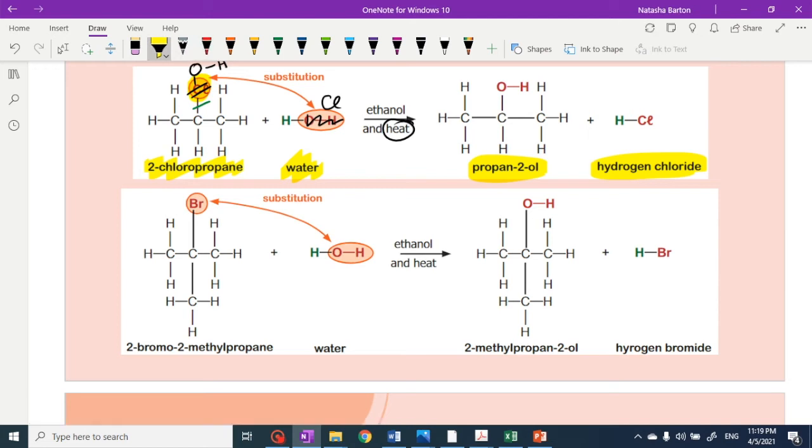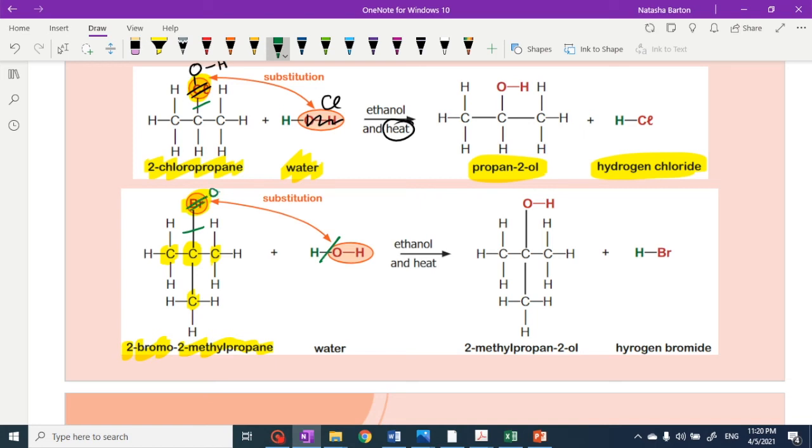But here in this example, we have 2-bromo-2-methylpropane. This is actually called a tertiary haloalkane because the carbon to which our halogen atom is attached is bonded to 3 other carbons. But as far as I know, there's no specific reaction condition for the hydrolysis of primary, secondary, or tertiary haloalkanes. So again, our bromine atom will detach, the OH from the water will detach, and they're going to swap. We're going to have substitution.